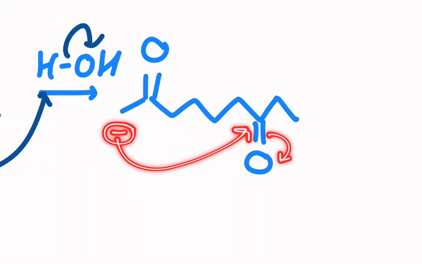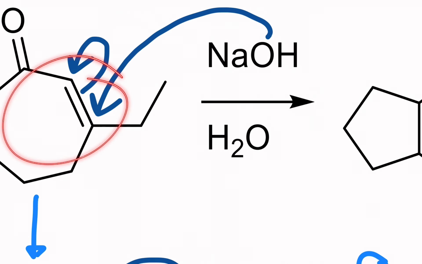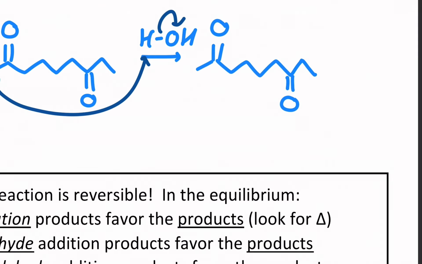in an aldol. That would give us a 1, 2, 3, 4, 5, 6, 7-membered ring. Not only is that a less stable ring size, it just gets us back to where we started. That's going all the way back to the starting material. So what are some other possible enolates?